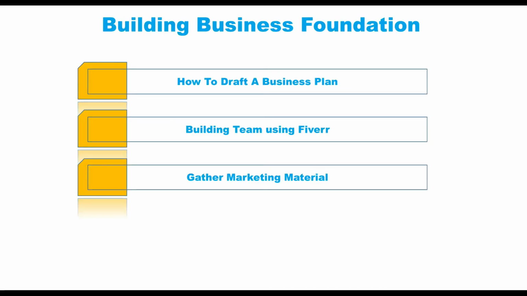The first thing we're going to be talking about today is our 3 topics. Number 1 is how to draft a business plan. The second one is building a team using Fiverr. Now this Fiverr is based on how I use it. You can use your own freelance channel or freelancer website, like Upwork or freelancer.com, but I just prefer Fiverr, so I just mentioned it on this slide as Fiverr. This is not a sponsor video or anything, it's just what I use. And the last one we're going to talk about today is gathering marketing materials. So let's get to how to draft a business plan.